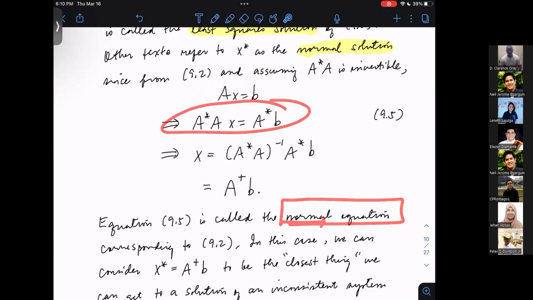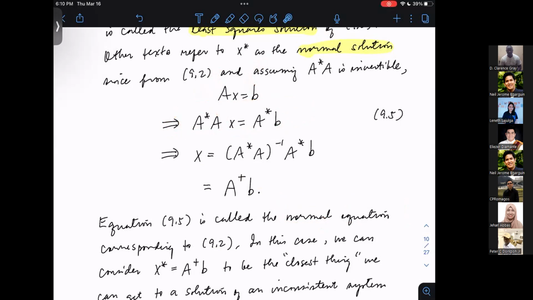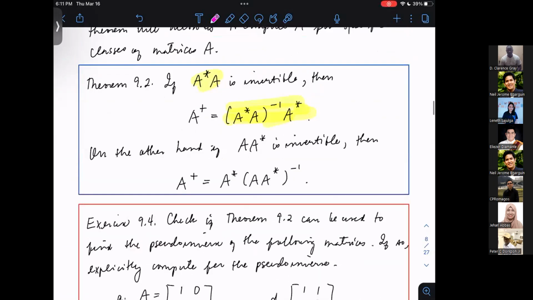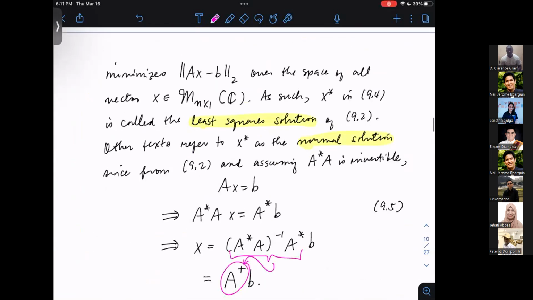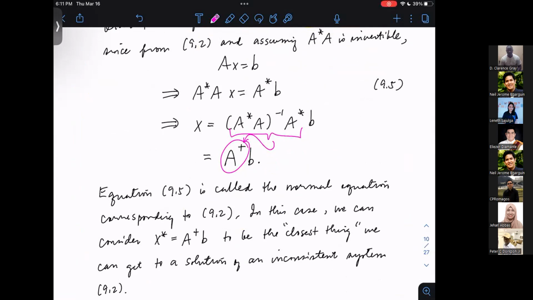And incidentally, in this particular case, we're hoping that A conjugate transpose times A will be invertible, right? And if that's the case, I can multiply both sides by the inverse of this guy to get our solution. But remember that this is exactly the pseudo-inverse per theorem 9.2, I guess. Right? That's theorem 9.2. Yes, the Moore-Penrose pseudo-inverse is that guy. So incidentally, the normal solution is also the Moore-Penrose solution.